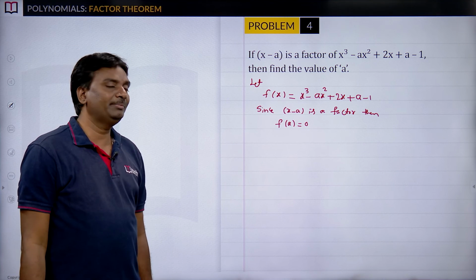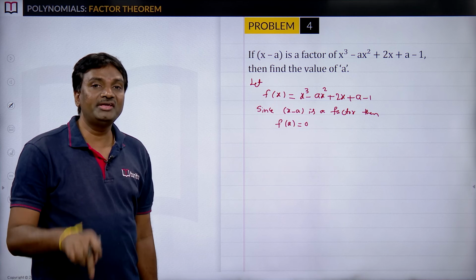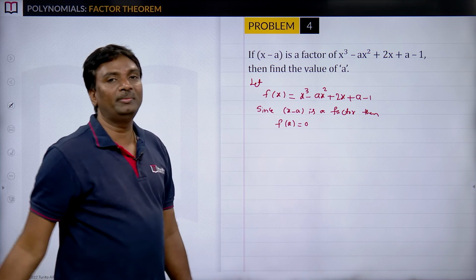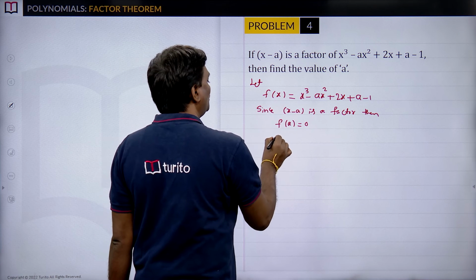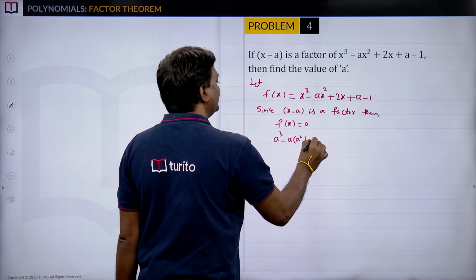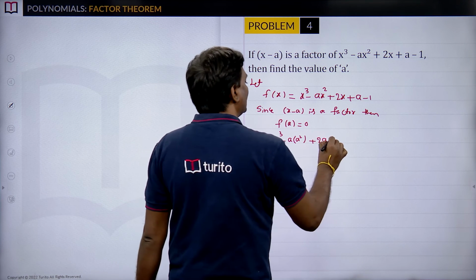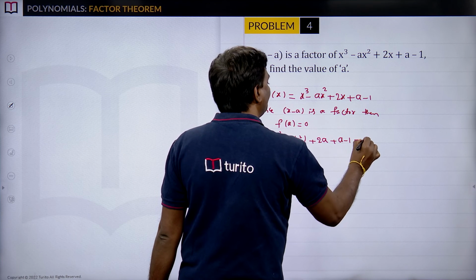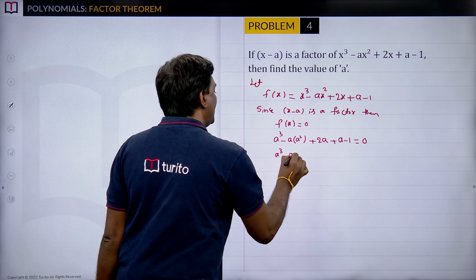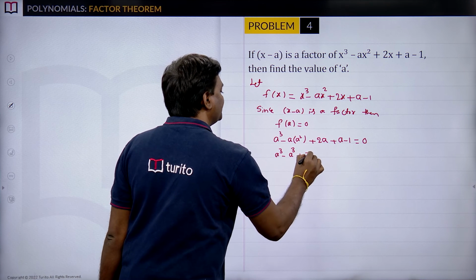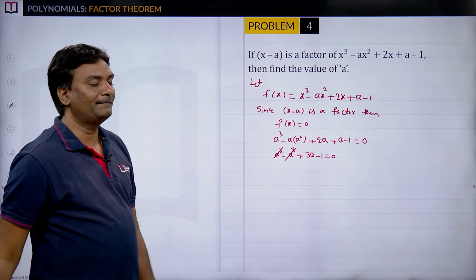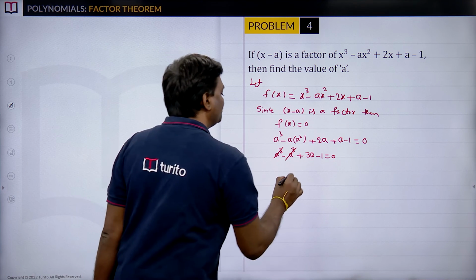x minus a is a factor means f of a equal to 0, or if f of a equal to 0, then x minus a is a factor. So f of a equal to 0 means here in this polynomial, in place of x, by writing a: a cube minus a into a square plus 2a plus a minus 1 equal to 0. So from this, a cube minus a into a square, a cube, 2a plus a, 3a minus 1 equal to 0. We can cancel a cube minus a cube. The remaining part is 3a minus 1 equal to 0.